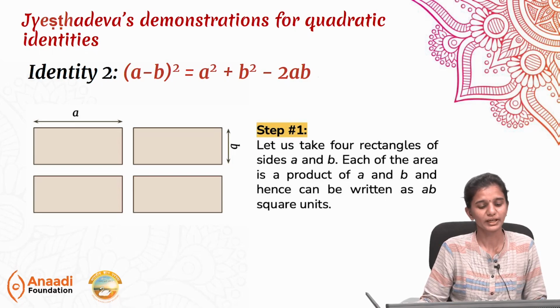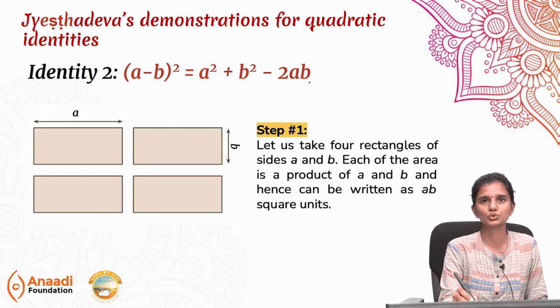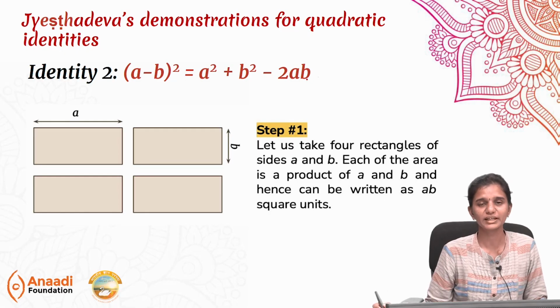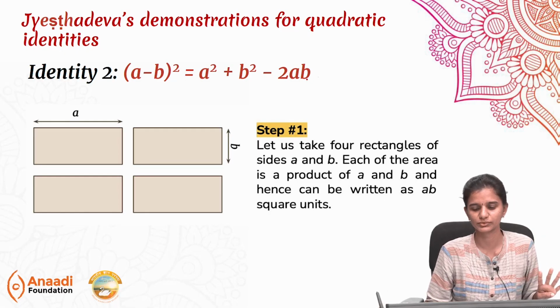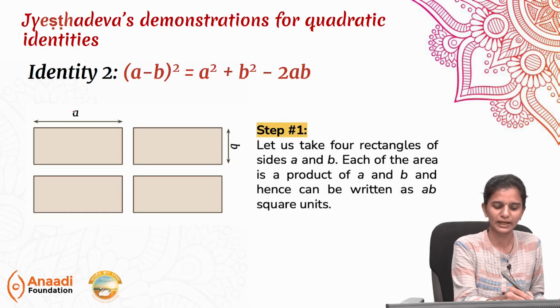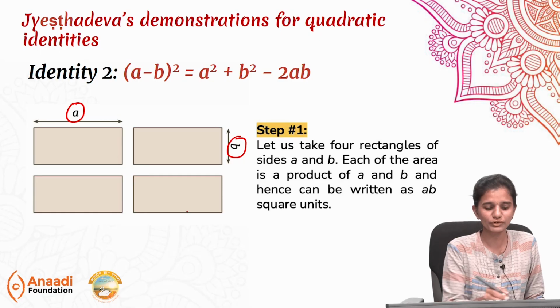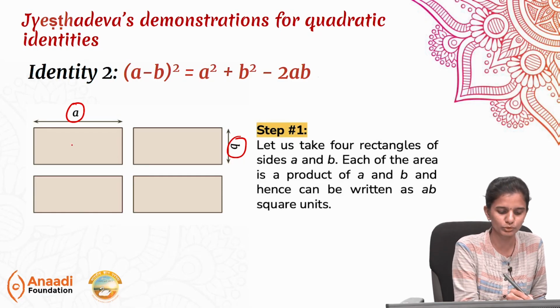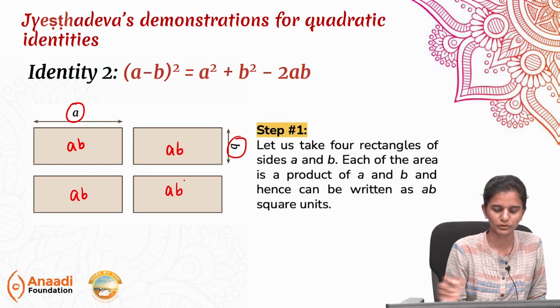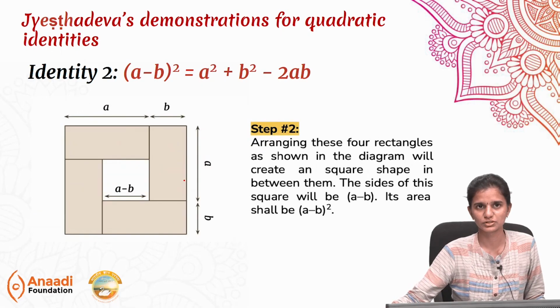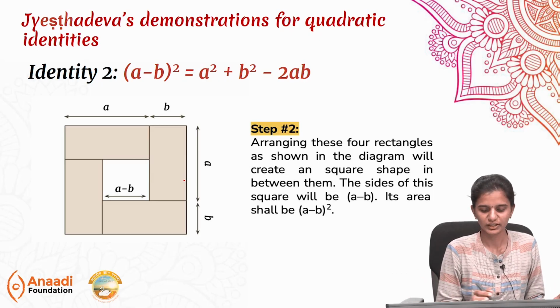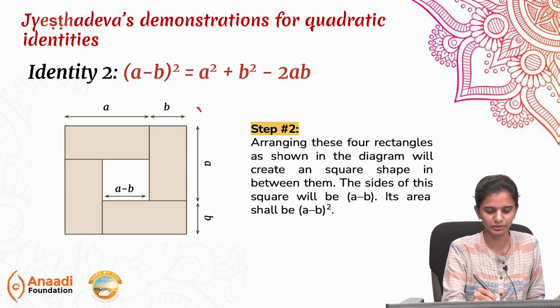This is for the equation A minus B the whole square is equal to A square plus B square minus 2AB. For this, he is asking us to take 4 rectangles for which the sides would be A and B. So what would be the area of each of these rectangles? It would be AB, right? Now, he is asking us to arrange these 4 rectangles this way as shown in this diagram.